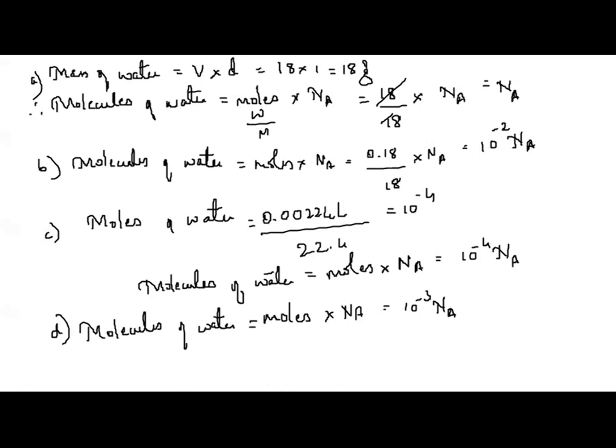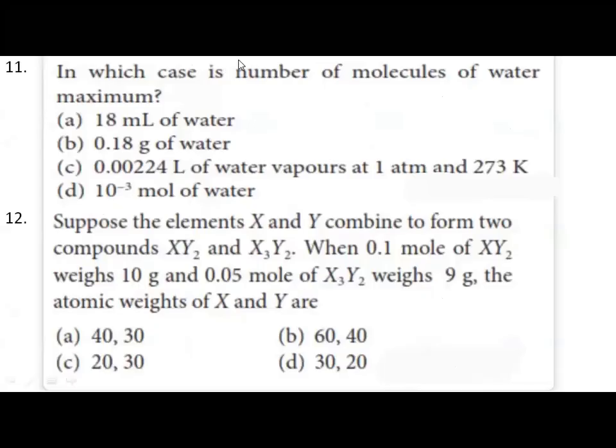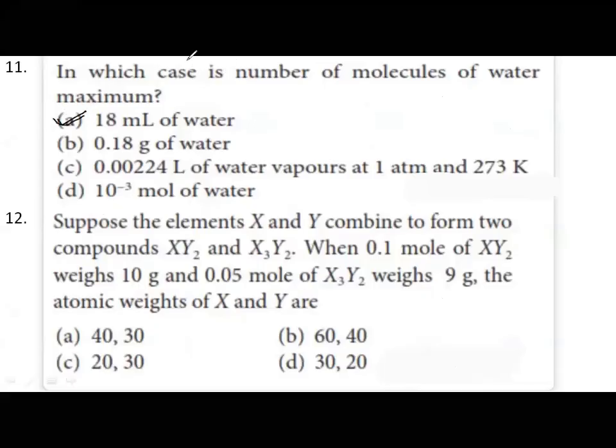Which is the correct option? It is option A. A is the correct option. Next question.